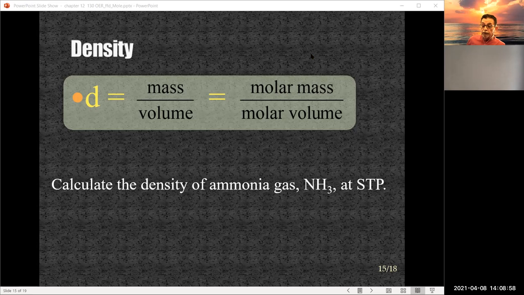Well, first of all, we know the formula. We will be given the formula. With the formula, we can calculate the molar mass. Also, we know that at STP, any gas has a volume of 22.4 liters. So we can essentially take the molar mass of ammonia, which is 1 nitrogen, 3 hydrogens, gives us 17.04, and divide it by the molar volume, because we're at STP, which is 22.4 liters per mole. And we end up with the density.